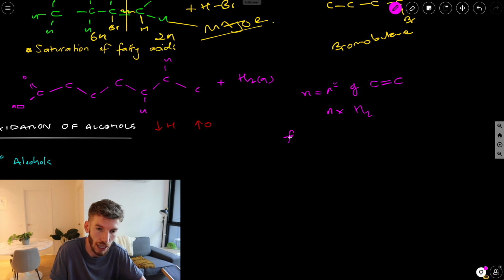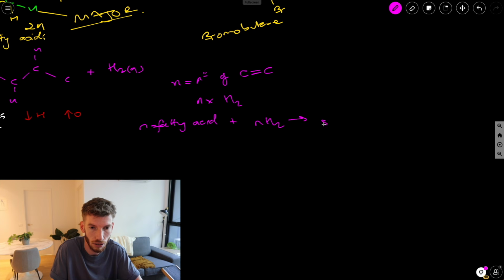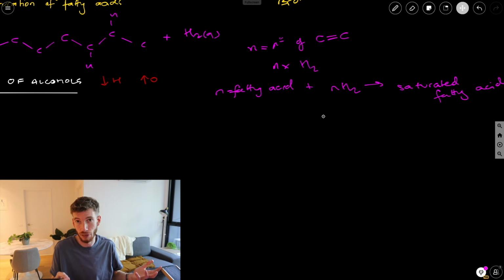So if you had a rule, you could have fatty acid, we'll call it an N fatty acid, meaning N is the number of double bonds, plus you would need N lots of hydrogen, right, to then make the saturated version, to fully saturate it, meaning that all the bonds become single bonds, like that. And that's another example of addition.